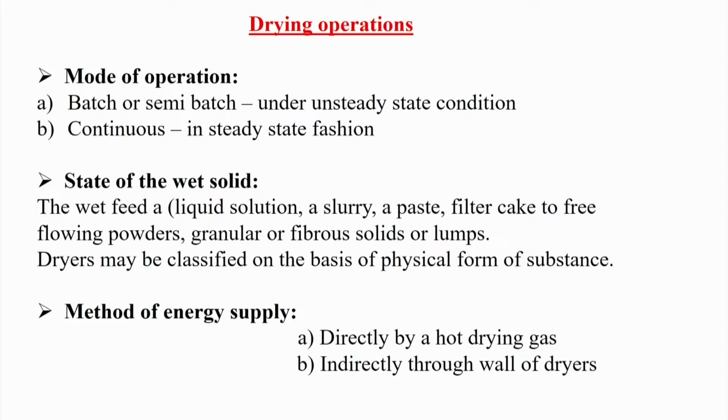Based on the mode of operation, a drying operation may be of two types: one is the batch or semi-batch process, and the other is the continuous process. Batch or semi-batch means an unsteady state condition. But whenever it is continuous, it is in a steady state fashion, meaning some wet solid is entering the system and continuously dry solid is removed from the dryer or drying medium.